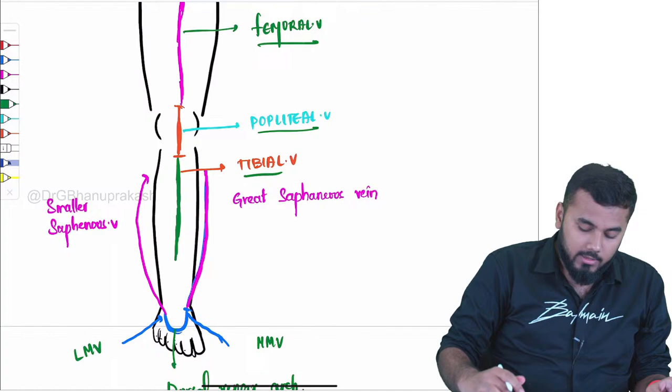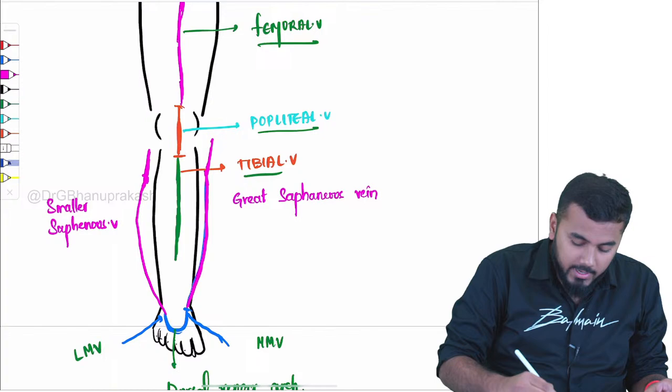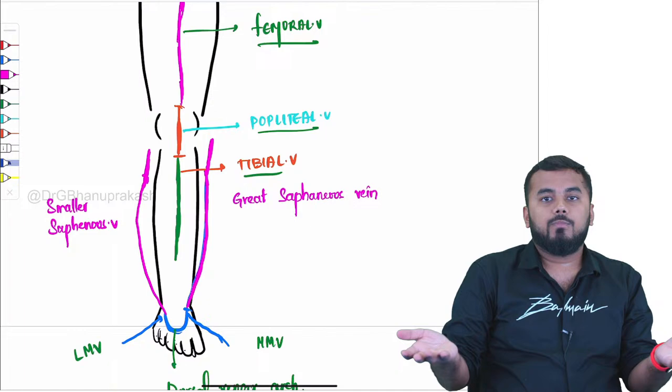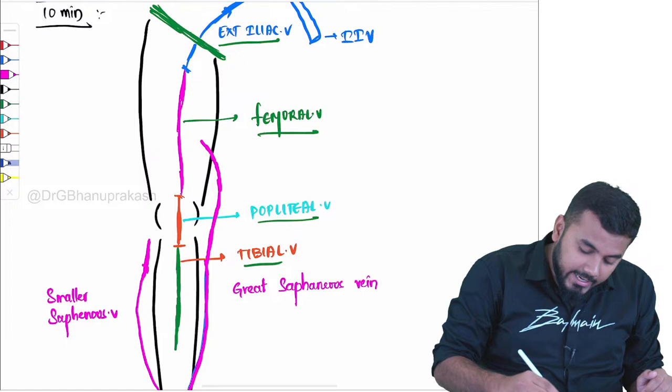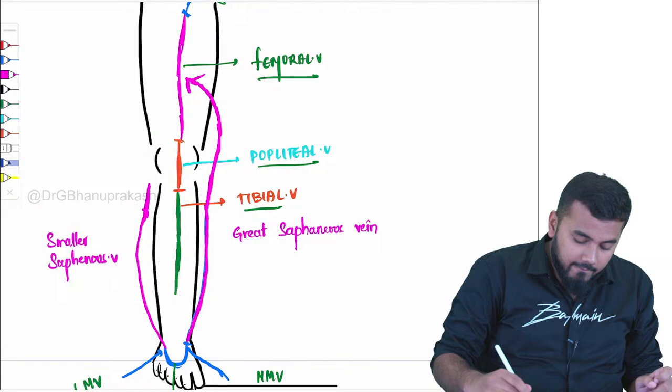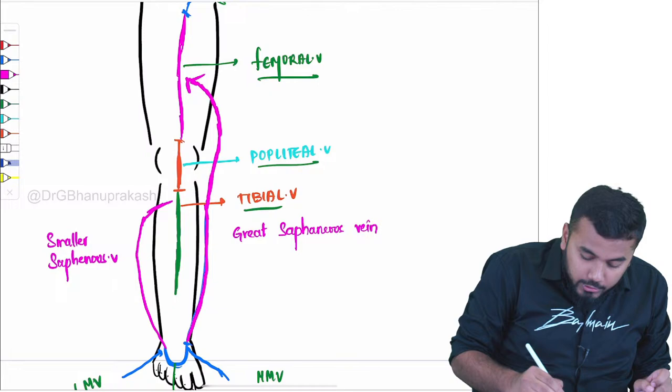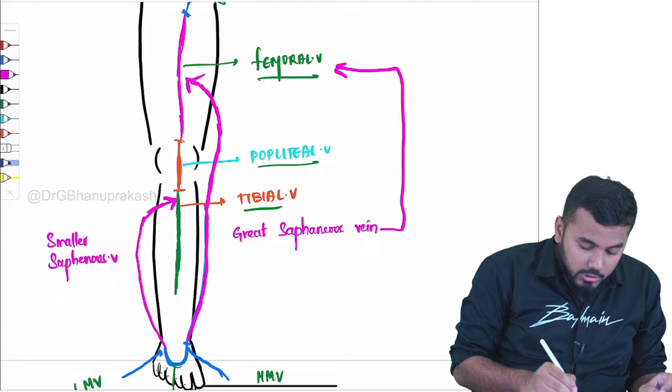Okay, sir, you told me about small saphenous vein, you told me about great saphenous vein. You just have left these veins like that. Are these veins ended up like that, or are these veins draining into something? Yes, you know, greater saphenous vein actually drains into femoral vein. And whereas this smaller saphenous vein, it drains into your tibial vein. Greater saphenous vein is draining into femoral vein, and smaller saphenous vein is draining into tibial vein.